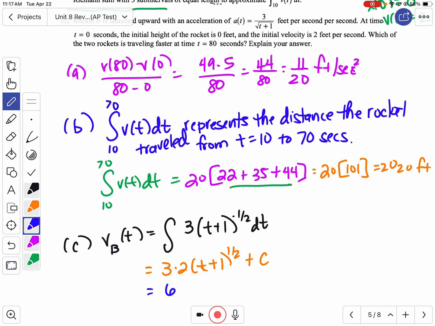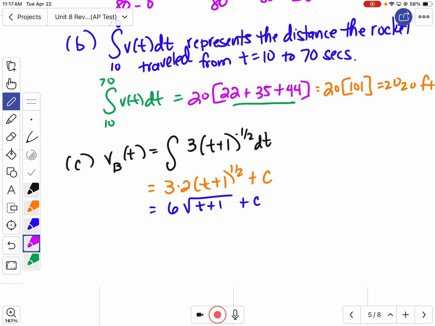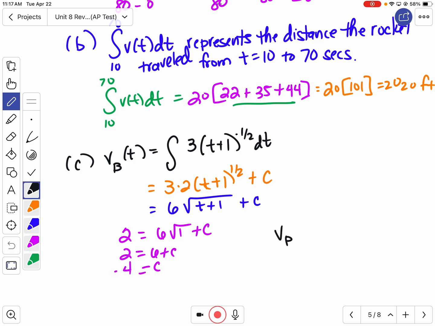And so that gives me 6 times the square root of t plus 1 plus a constant. It gave me that initial velocity so that I could find my constant. If I plug in 0, oh, it was 2, wasn't it? Okay, so 2 equals 6 times the square root of 1 plus c. 2 equals 6 plus c. c is negative 4. So my velocity function, v sub b of t, is 6 square root t plus 1 minus 4.